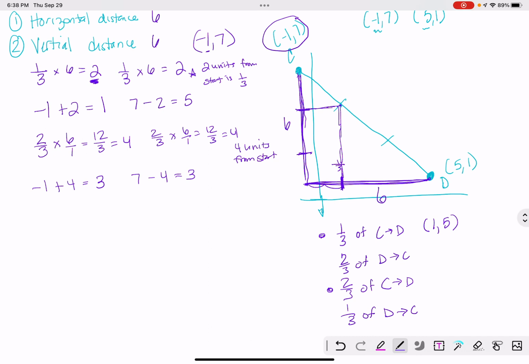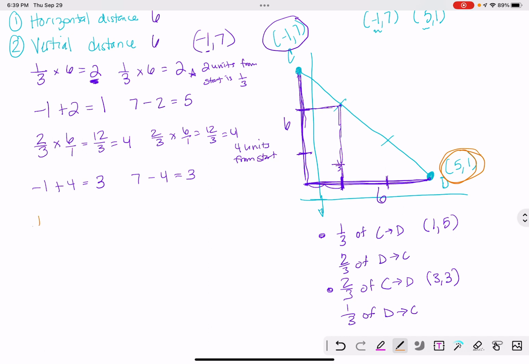Okay, so we're looking at about right here and here. So we're saying that's about 3 and 3, which looks about right. Okay, so we're saying our points for CD would be 3 and 3. Okay, all right, now we're going to go and look at this as if our initial point was 5, 1. Okay, because now we want to go from D to C. We want 1/3 and 2/3 for D to C.